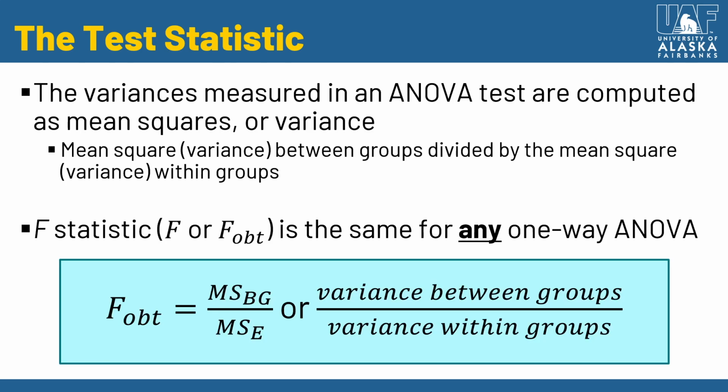A key thing here is that the F statistic, or F obtained, is essentially the same for any one-way ANOVA. I should say the same core equation is what we'll use on each of these one-way ANOVAs. How we arrive at the numbers might vary a little, as you'll see this week. But generally speaking, the same basic premise, in that we're looking at the ratio of variance between groups to variance within groups.